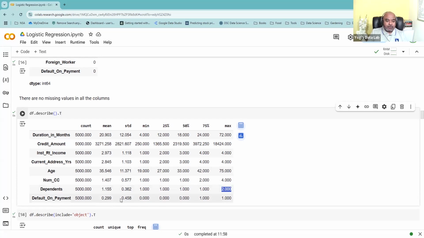Then when I look at the default on payment, I have around 29.9% of ones and the remaining are zero. So I have plenty of ones in my data.